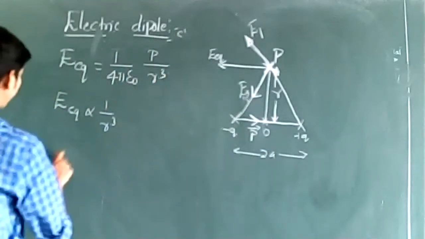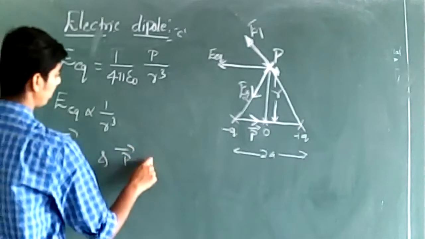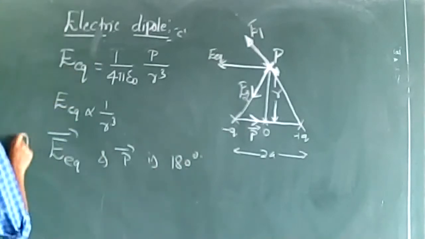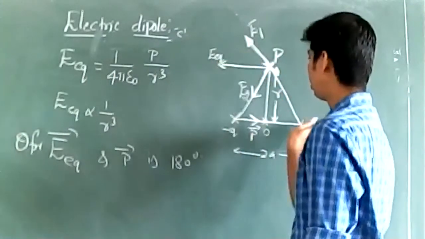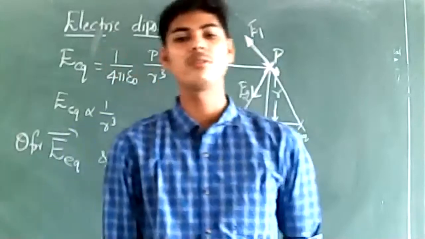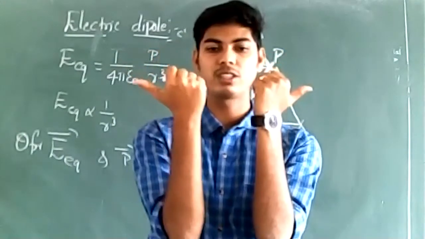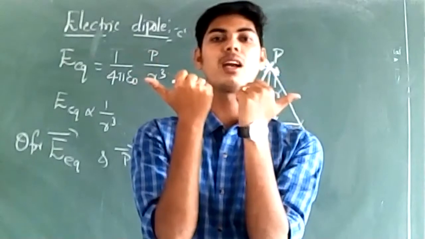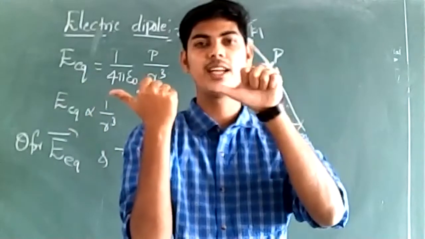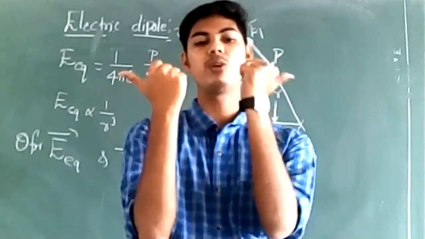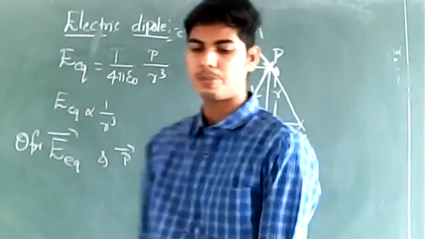Correct? Therefore, the angle between the electric field at a point on the equatorial line of dipole and the electric dipole moment is 180 degrees. At a point on the equatorial line of dipole, the direction of electric dipole moment and the direction of electric field intensity will be anti-parallel to each other. On the axial line, electric field intensity and dipole moment will be parallel to each other, in the same direction. On the equatorial line, they both will be anti-parallel to each other.